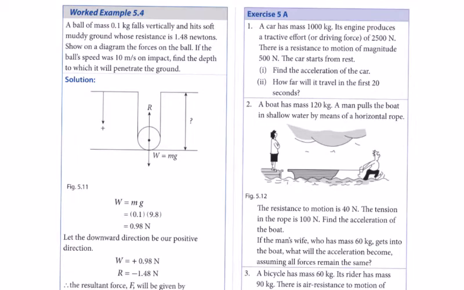This video starts with the last example in Newton's laws and connected particles. A ball of mass 0.1 kilograms falls vertically and hits soft, muddy ground whose resistance is 1.48 newtons. Show on a diagram the forces on the ball, and if the ball's speed was 10 meters per second, find the depth to which it will penetrate the ground.